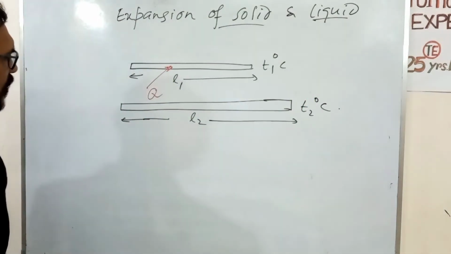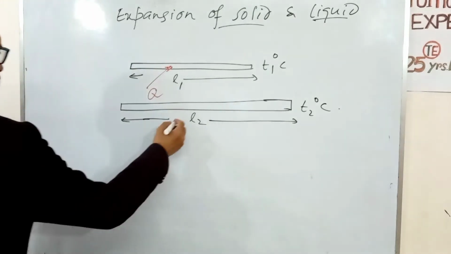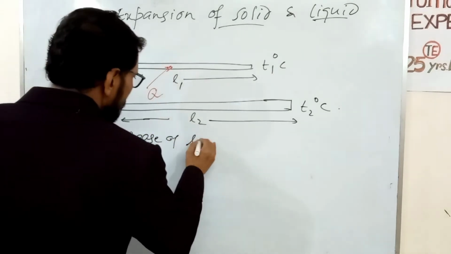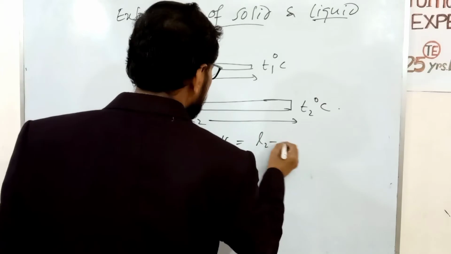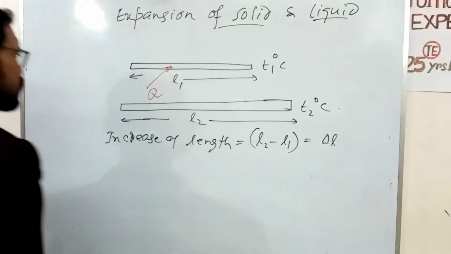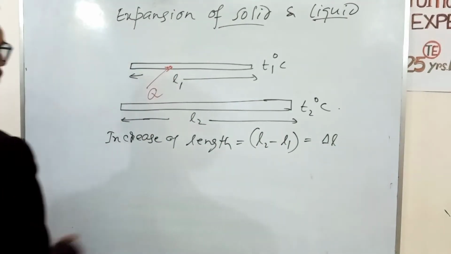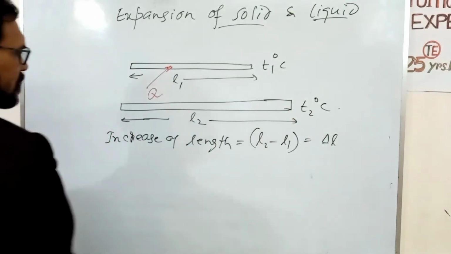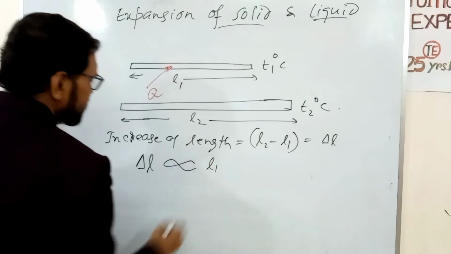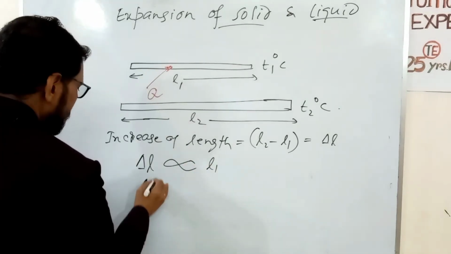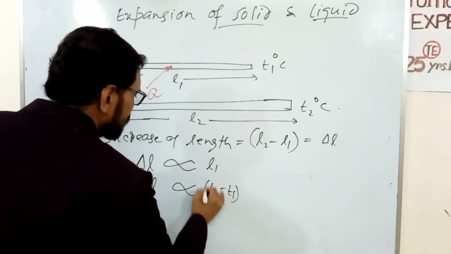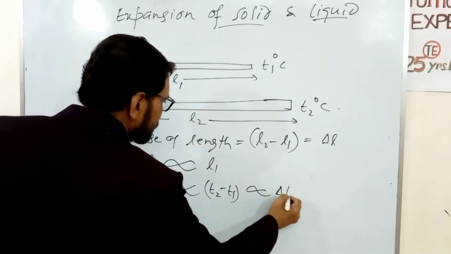Now what is the theory of expansion here? Expansion, that is increase of length, equal to L2 minus L1. This increase of length is proportional to the initial length. That is, the more the length, the more the expansion. So increase of length del L is proportional to initial length, and also proportional to temperature rise, that is T2 minus T1, which is equal to del T.